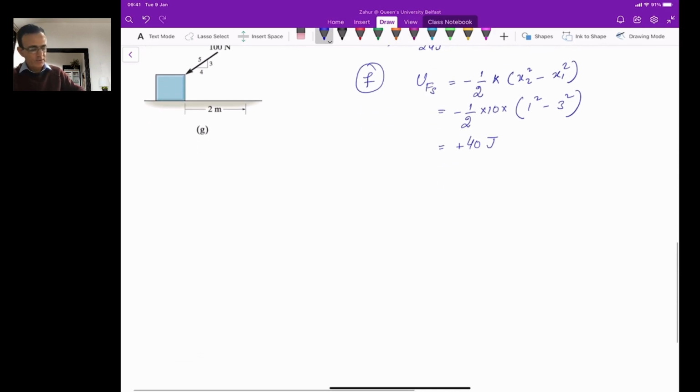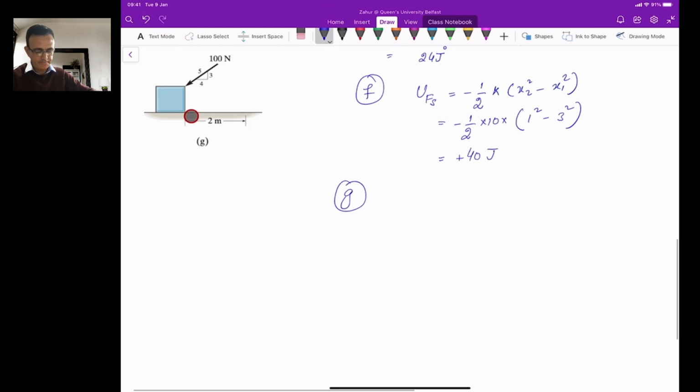Okay, and finally we can then solve this part G. As you can see in this case, the body is moving in this direction, but the applied force is in this direction here. So this means that some other force is moving the body, but we are not interested in calculating the work done by that force. We are interested in calculating the work done by this 100 Newton force when the body moves in this direction and the force is applied in this direction.